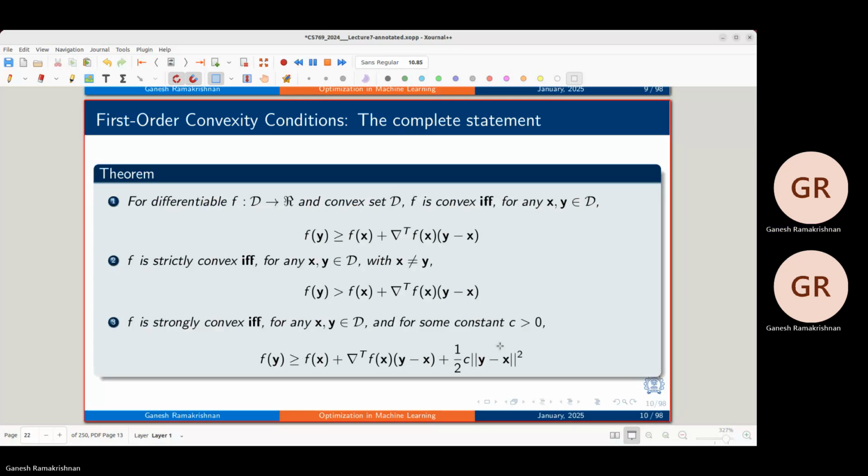So first order convexity conditions boil down to a supporting hyperplane on the epigraph of f. So this is on a convex f.